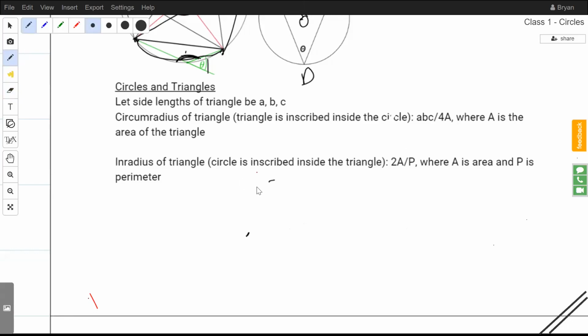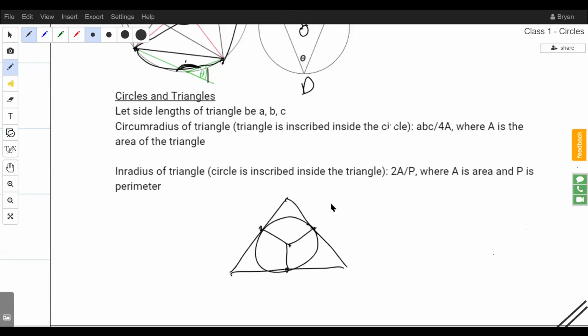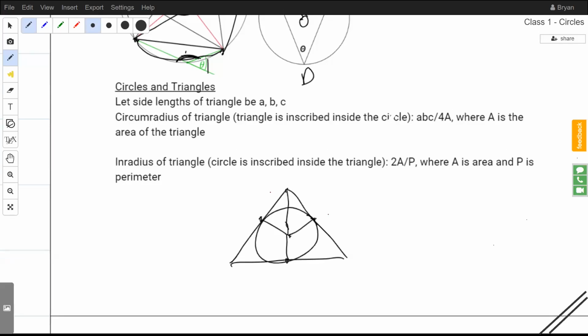Anyway, let's say we have a triangle. There's only one circle that can be drawn so that it's tangent to each side of the triangle, and the radius of this circle is the inradius. And then we claim that the length of this radius is going to be twice the area of the triangle over the perimeter. And we can show this by just connecting the center to the 3 vertices.